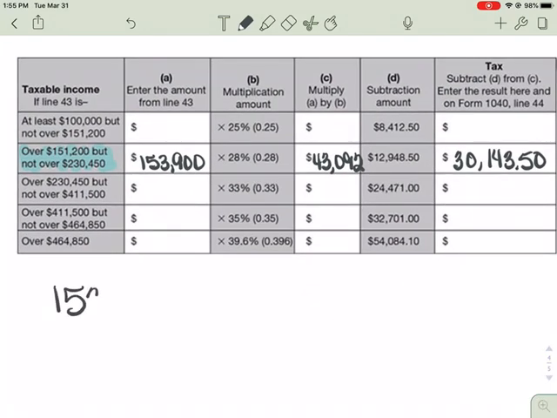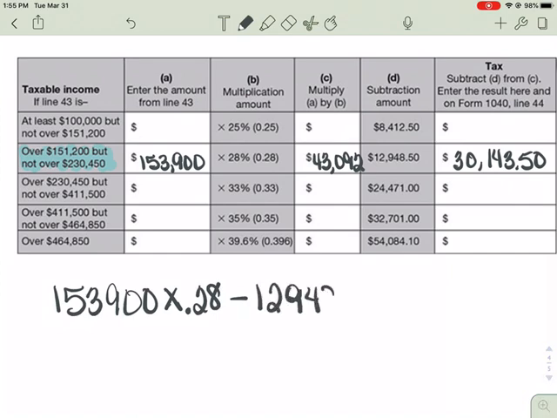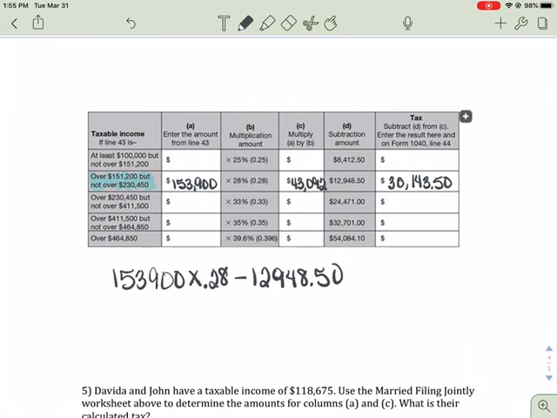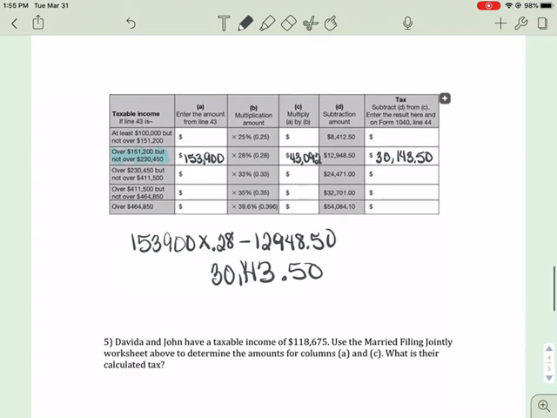So again, what did we do? We took their original amount, we times it by 0.28 and then subtracted that answer by 12,948.50. Now that column subtract amount is something that we're going to talk about later on, like where did they get that number from? Okay. All right. And we got 30,143.50. Okay. All right. So let's do another problem very similar.